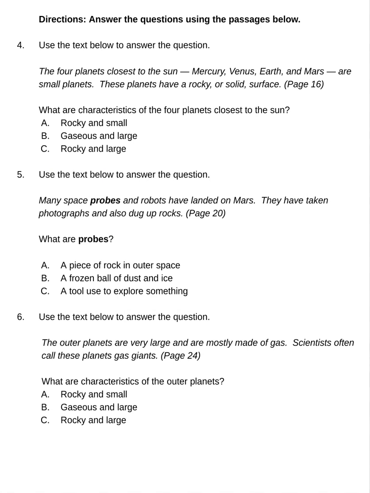Number 6. Use the text below to answer the question. The outer planets are very large and are mostly made of gas. Scientists often call these planets gas giants. What are characteristics of the outer planets? A. Rocky and small. B. Gaseous and large. C. Rocky and large. Circle the correct answer and then highlight it in the text above.